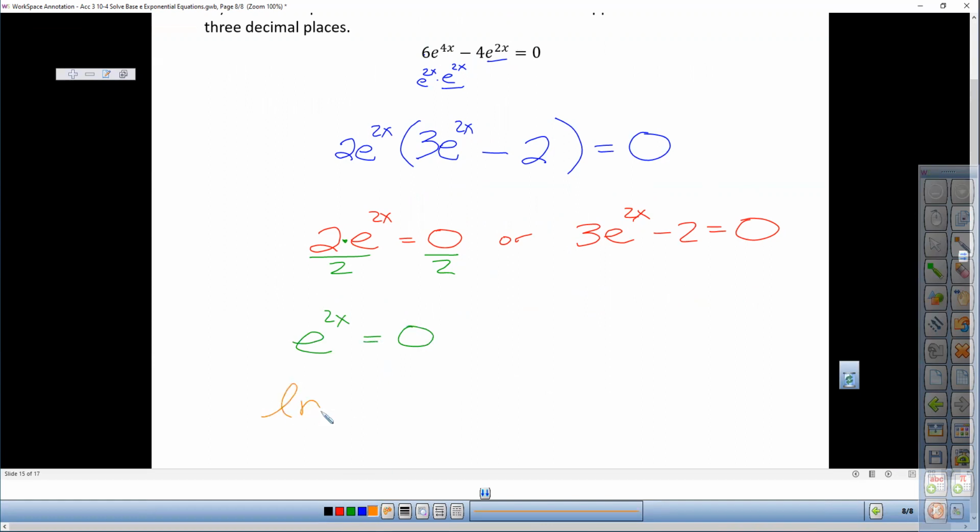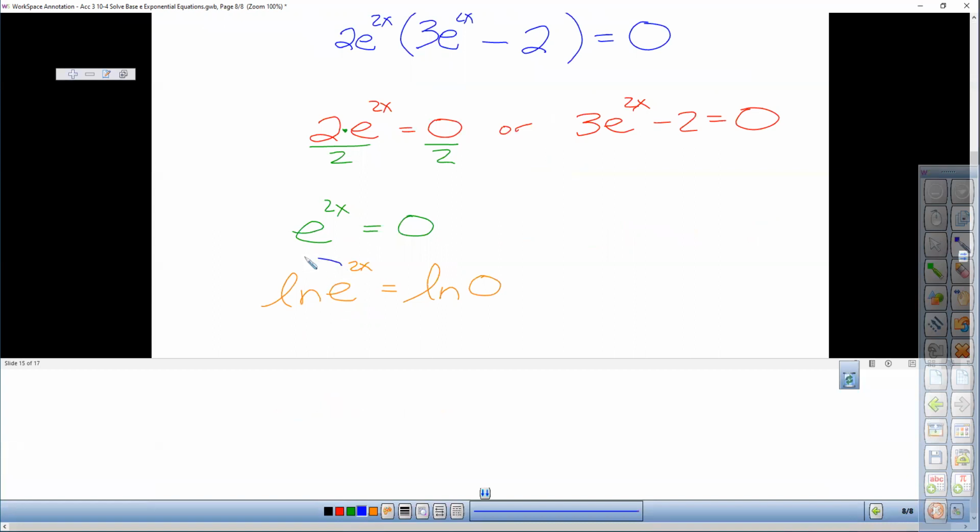Take the natural logarithm of both sides. Undo that exponent. Simplify the natural logarithm of e. So this gives us 2x equals the natural logarithm of 0. And we could actually stop here. If you go ahead and divide both sides by 2, that's fine, x would be the natural logarithm of 0 divided by 2. However, remember, arguments have to be positive, greater than 0, and this one is not. So this one is going to be invalid.